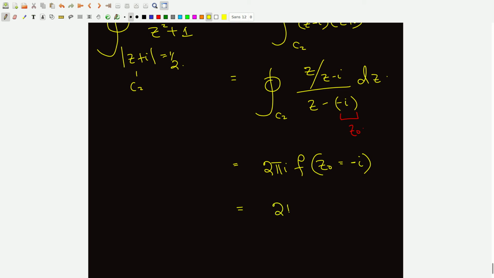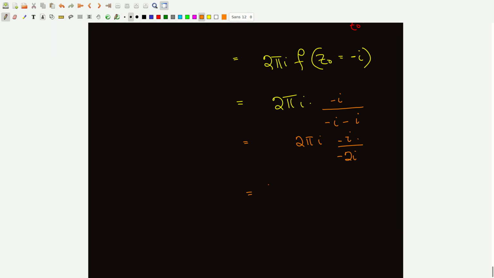This is going to be 2 pi I, then of course again here this is our f of z. So what would f of z naught, which is f of negative I, be? It would simply be negative I, then negative I minus I, which would give us 2 pi I times negative I over negative 2I.